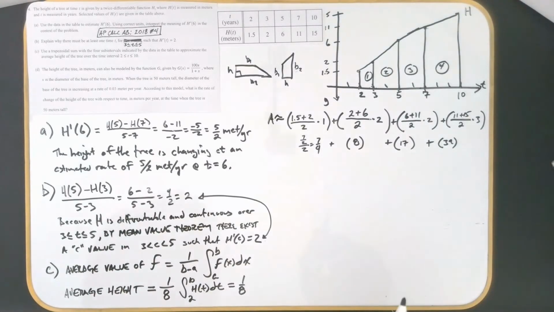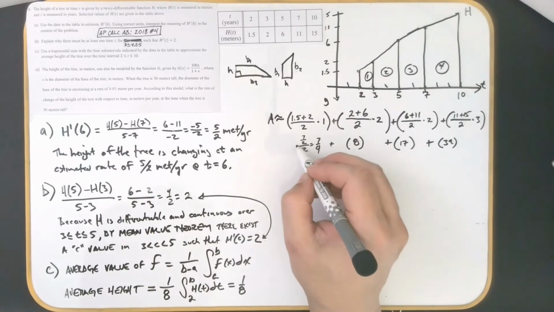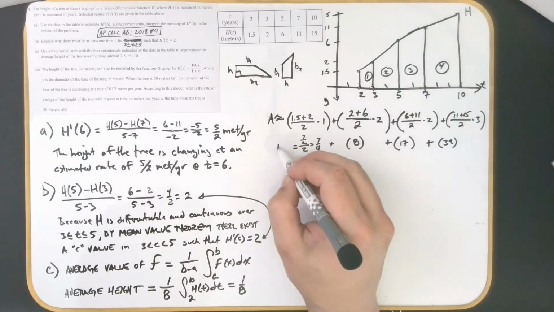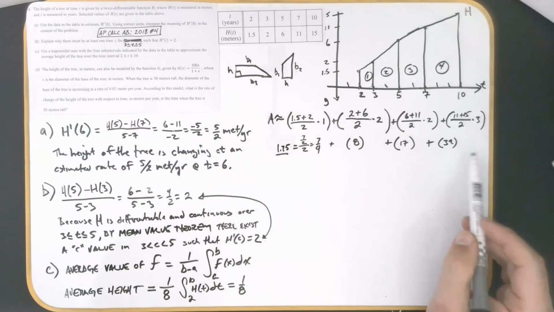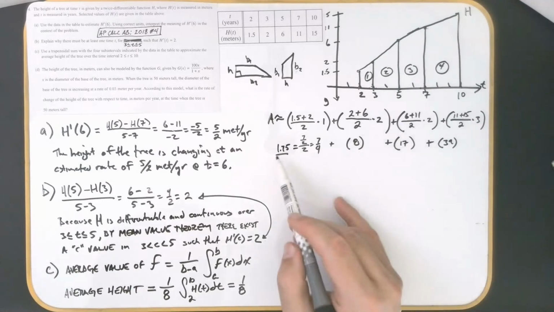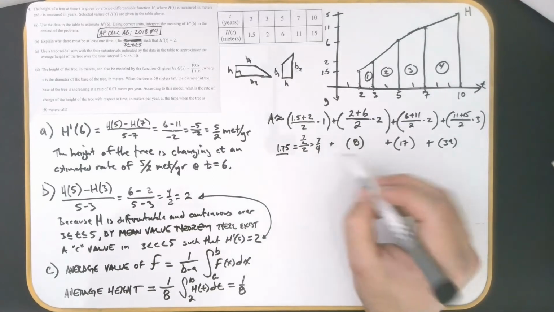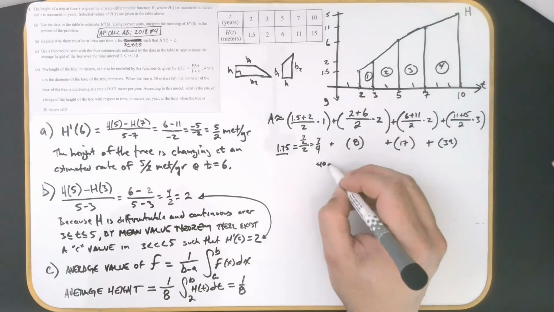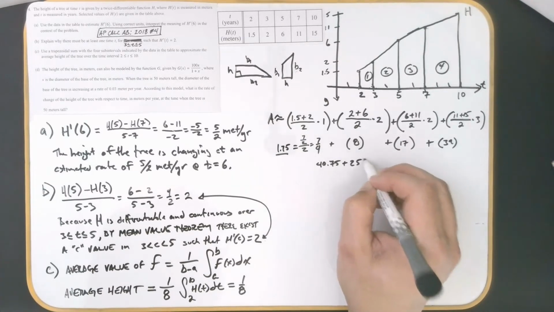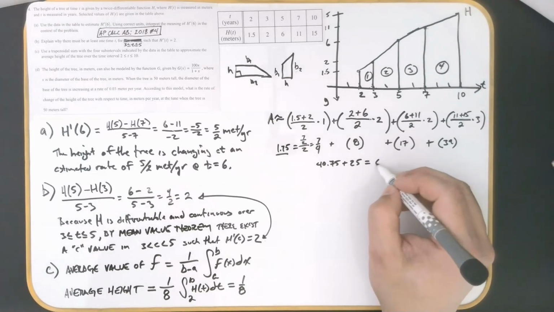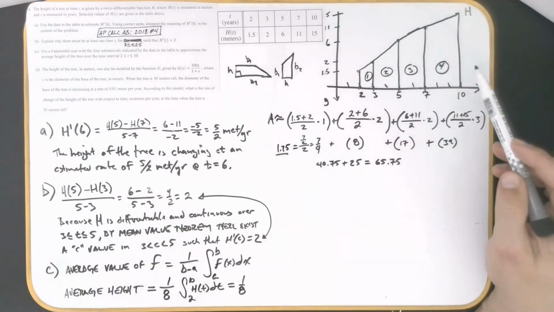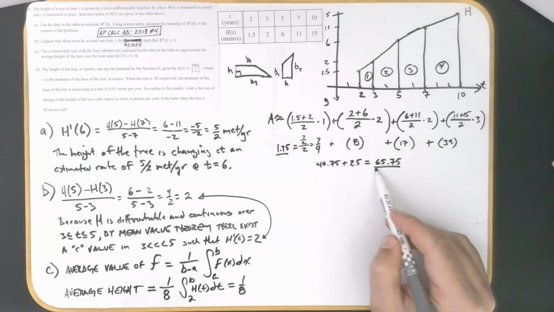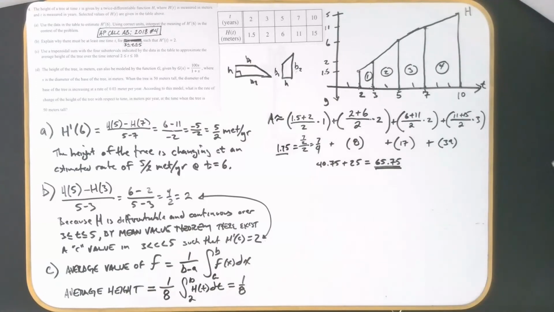Okay, so 7 fourths, that's 1.75. So we got to add 1.75 to all of these. So this is equal to 25, and this is going to be 40. I'm adding that one to this one, and we get 40.75 plus 25. So I'm getting 65.75 for just this part of the integral here.